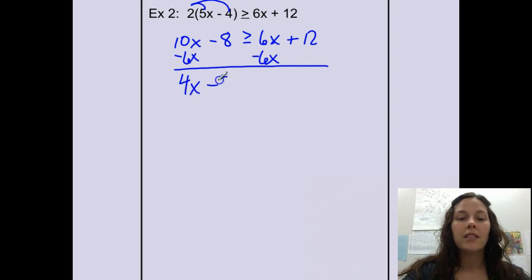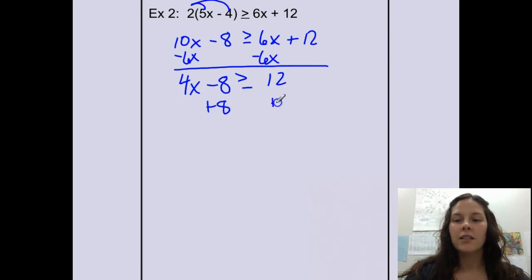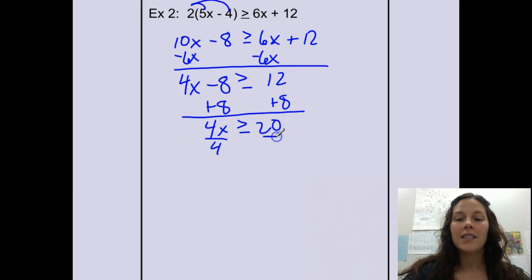So I have 4x, positive 4x, minus 8 is greater than or equal to 12, adding 8 to both sides. I have 4x is greater than or equal to 20. And now I get to divide by a positive, which means I do not have to flip the inequality. So I get x is greater than or equal to 5.